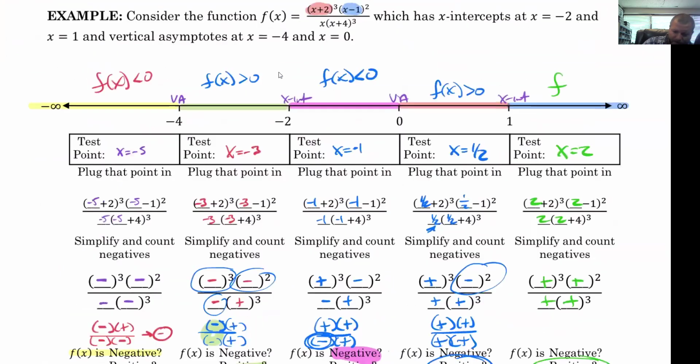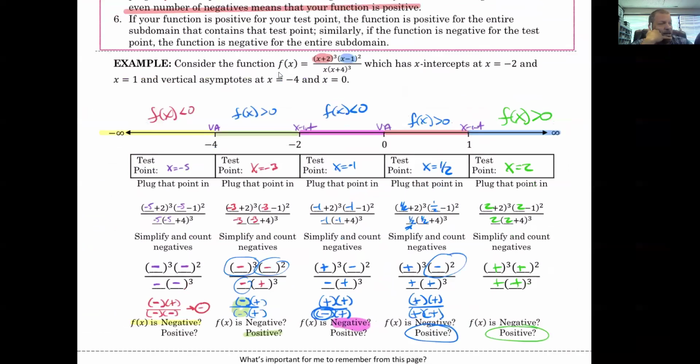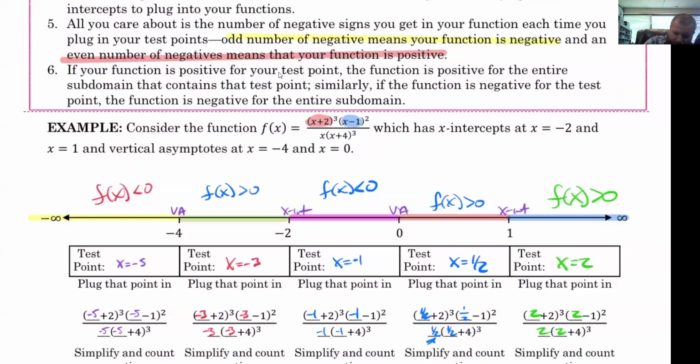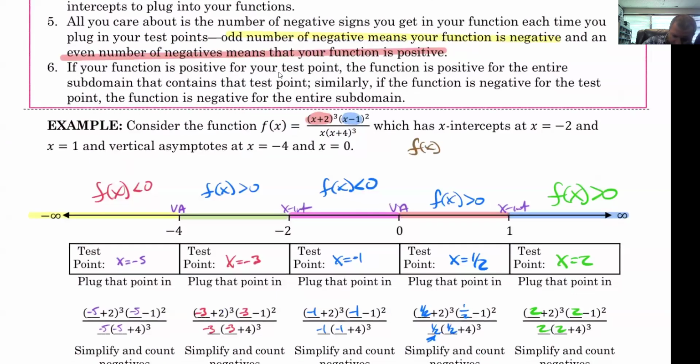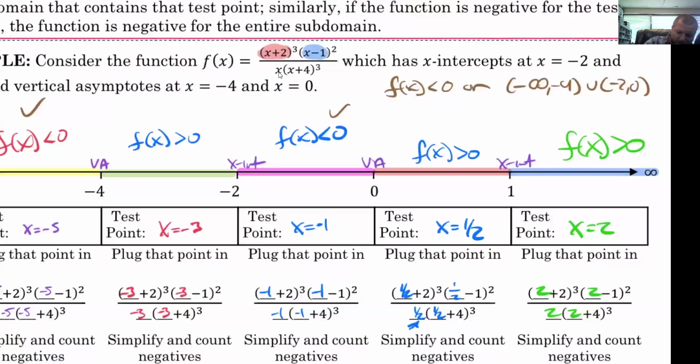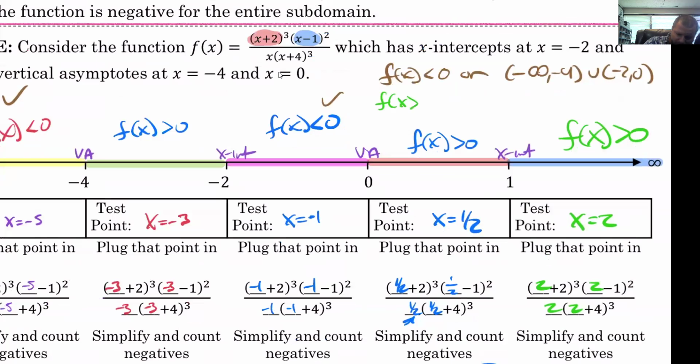All right, so what this does for us, it tells us exactly where a function is going to be negative and where a function is going to be positive. So if we want to figure out where f of x is negative, f of x is less than 0 on negative infinity to -4, right? So it's there, and also here, as well as -2 to 0, and it's positive everywhere else. If I want to figure out where f of x is greater than 0, it's going to be greater than 0 on -4 to -2.